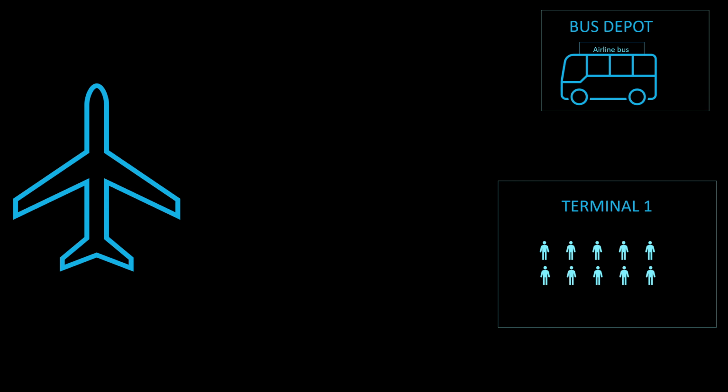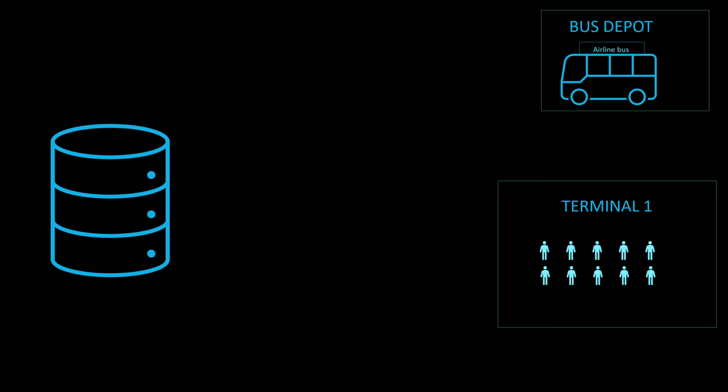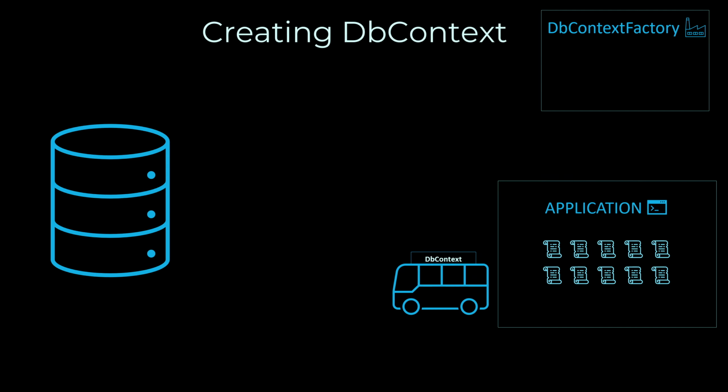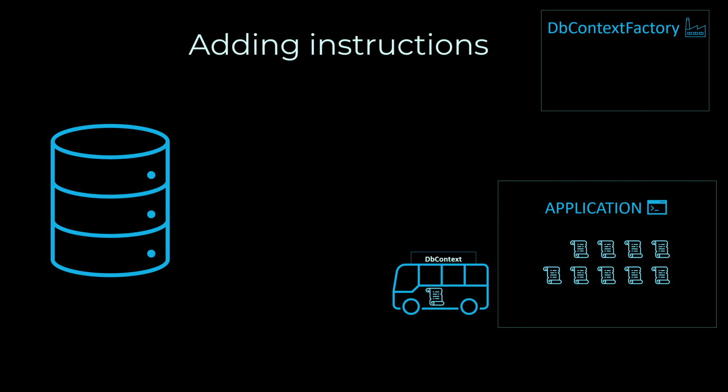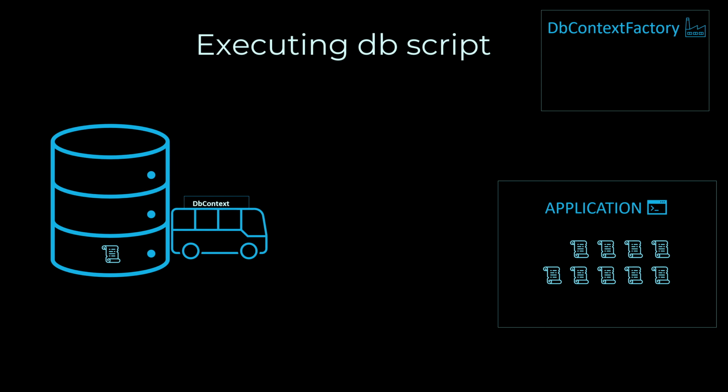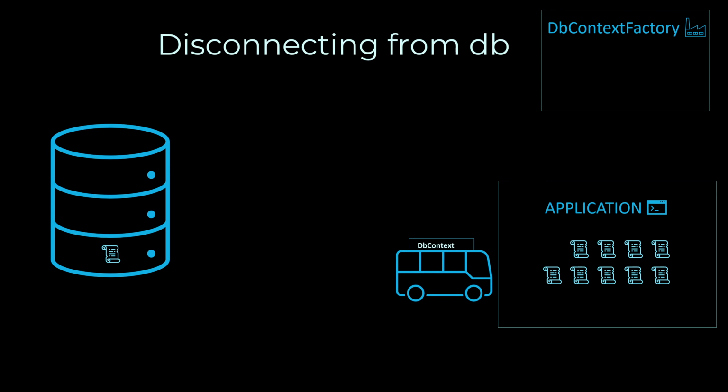So how does that plane analogy actually make sense? Let's switch up a few things. Let's change plane for database, bus depot and line bus for DB context and DB context factory, terminal for our application, and people inside of it to instructions like add, update, and delete. So having the code which I showed a moment ago in head, what we are actually going to do is perform that operation on an airport analogy. So take and create our DB context, take the instruction, add it to DB context, connect to a database, execute DB script by saving changes, and disconnect from database.